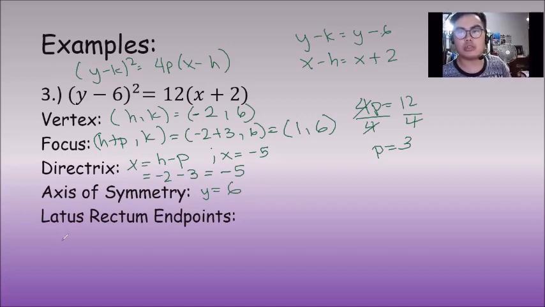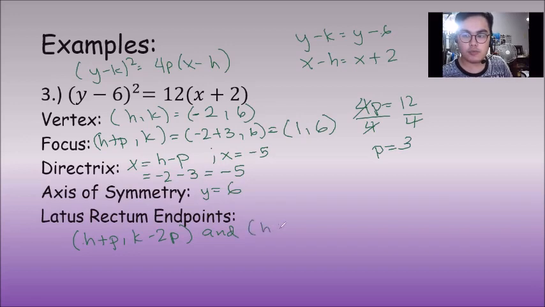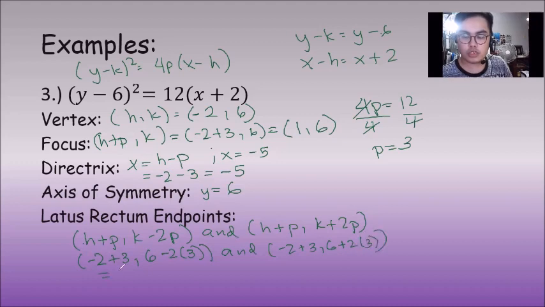Okay, so in order to get the latus rectum endpoints, we're going to retain the values of x for the focus. However, we're going to subtract k with 2p for the y for the first pair, while for the second pair, we're going to add k with 2p. So we're going to substitute now. Okay, so computing, negative 2 plus 3 is 1.